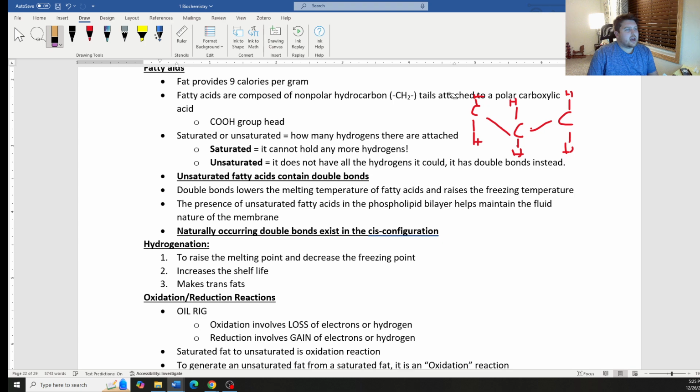However, if for whatever reason we don't have this hydrogen and instead form double bonds, this is now an unsaturated fat because it could hold more hydrogens, but it has a double bond, so it does not want to. This is where the terms poly versus mono unsaturated fats come from. Mono unsaturated fats have 1 double bond in their long chain. Poly unsaturated fats have multiple double bonds throughout their chain.